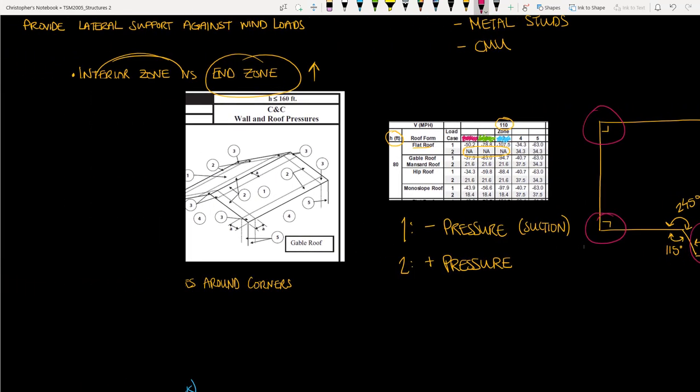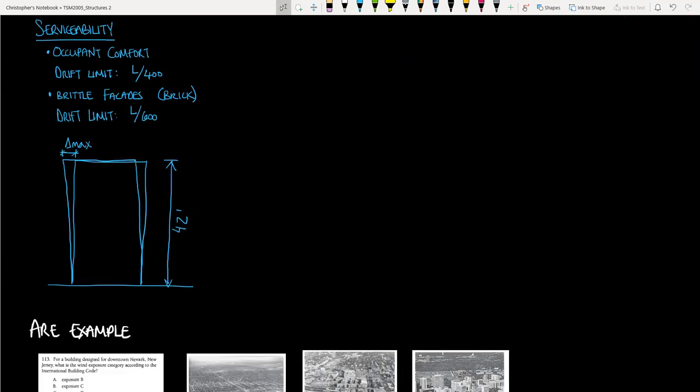Finally, let's talk about drift. As mentioned previously, buildings move under lateral loading. Sometimes they can move quite a lot, depending on the magnitude of the load applied and the structural system's flexibility. We need to make sure that the building doesn't move beyond a certain level so that occupants feel safe and so that brittle architectural components like brick do not crack.